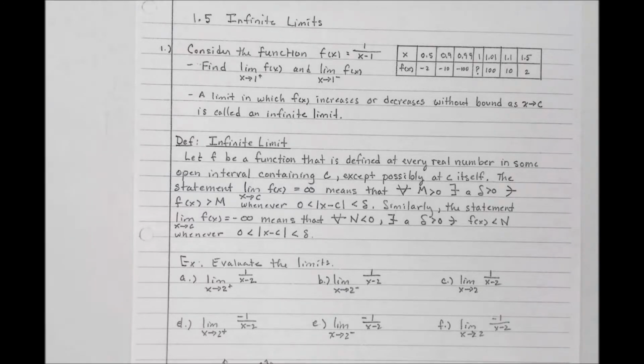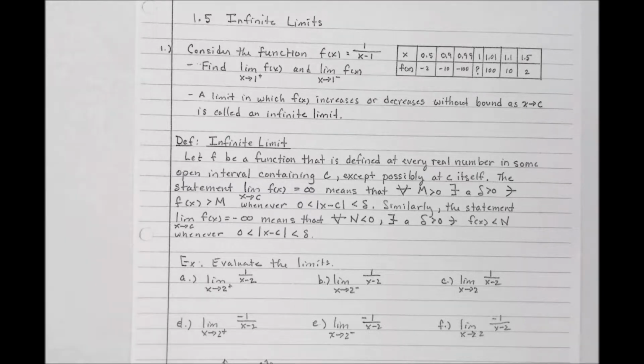Section 5 on infinite limits. This is the last section in Chapter 1. And infinite limits, pretty much just what the name indicates, in that we will be looking at limits that do not exist because they're either unbounded and increase without bound or decrease without bound.